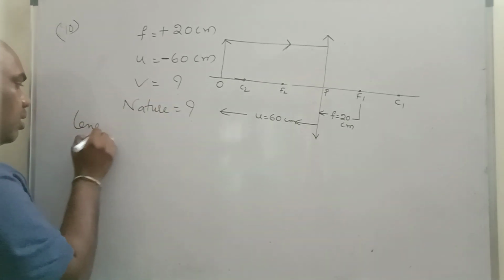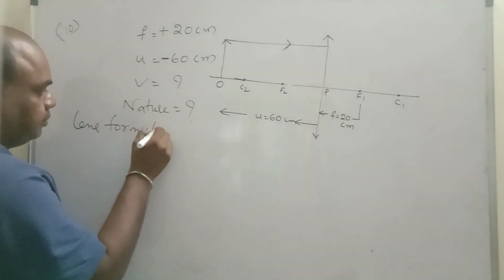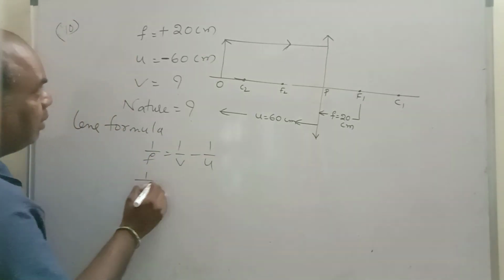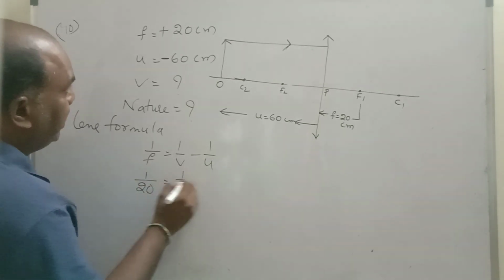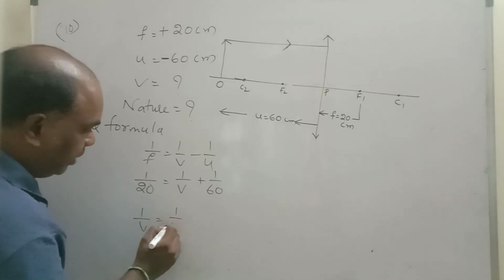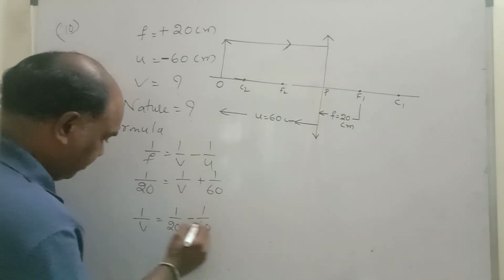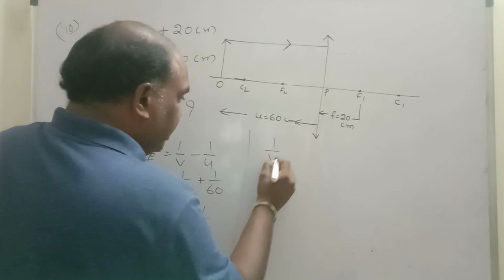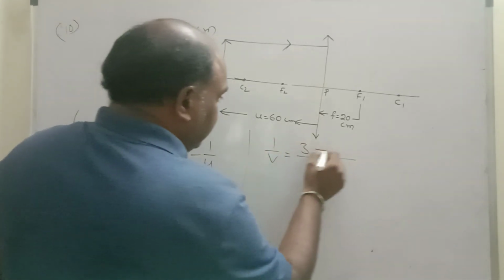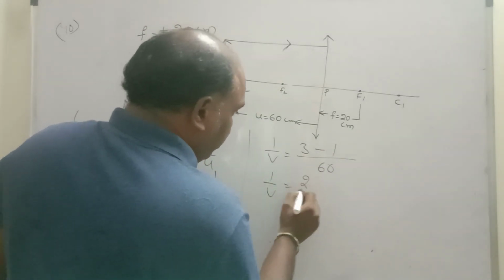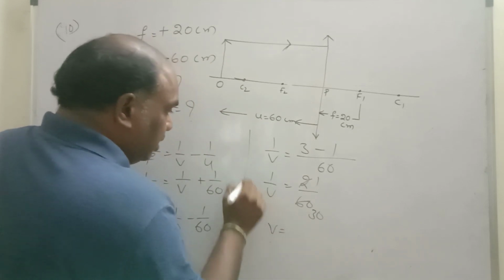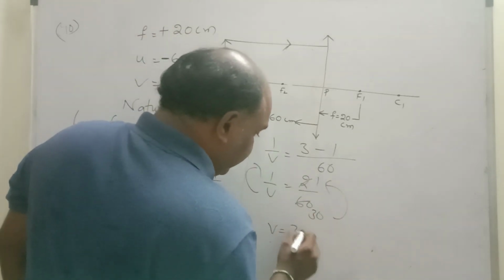What is the lens formula? 1 by f is equal to 1 by v minus 1 by u. 1 by f, 20, is equal to 1 by v minus 1 by 60. 1 by v is equal to 1 by 20 minus 1 by 60. What is the LCM of 20 and 60? It is 60. 1 by v is equal to 2 by 60, which is 1 by 30. We don't want 1 by v, we want v, so here also you reverse. V is equal to 30 centimeter.